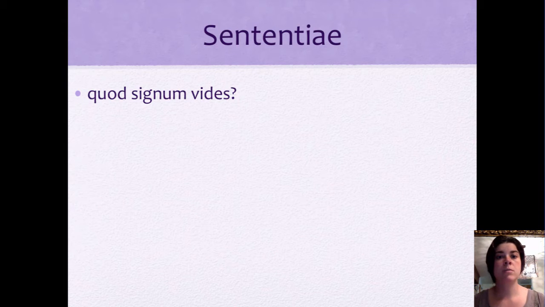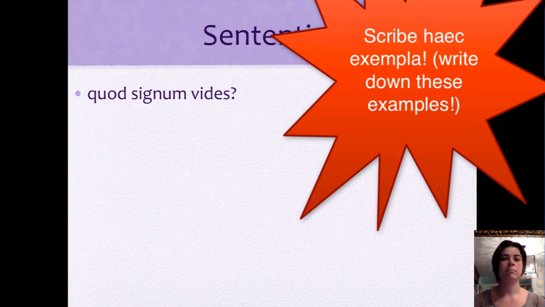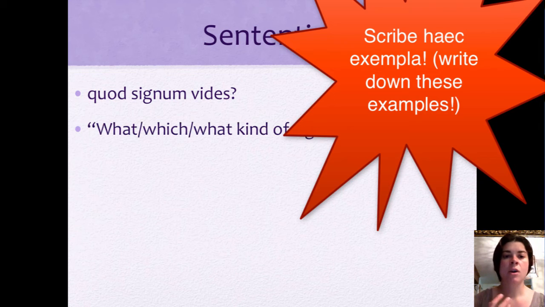So now let's take a look at some sentences. First, quod signum vides? First and foremost, where's the interrogative adjective? Quod. And what is quod modifying? Signum, because they're both neuter, both singular, and both accusative in this instance. And we know they're accusative because vides ends in s, which means you is the subject, and last I checked, you are not a sign. So quod signum vides would translate as what, which, or what kind of sign do you see? In English, we might more naturally say what sign did you see?